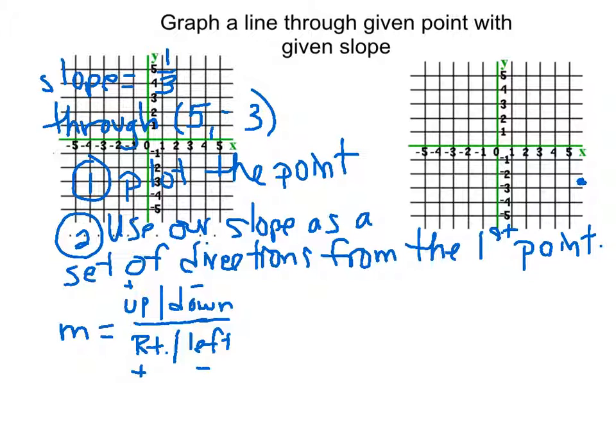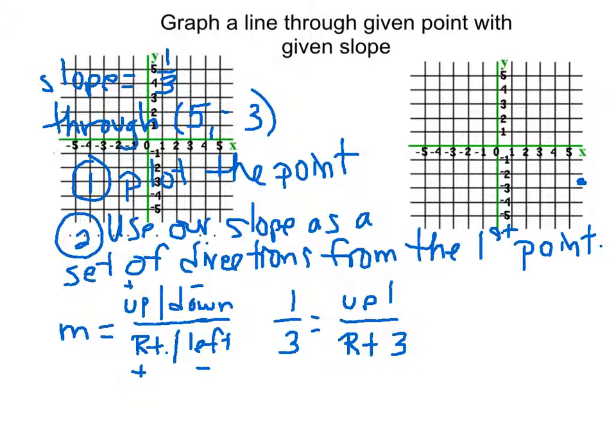So in our case, our slope is 1/3. There's no negatives at all. Again, the top number, since the 1 is positive, we need to go up 1 unit. The bottom number is a +3. Positive means it's going to go right, and we need to go right 3 units. So from this first dot that we plotted, we're going to go up 1 and to the right 3.